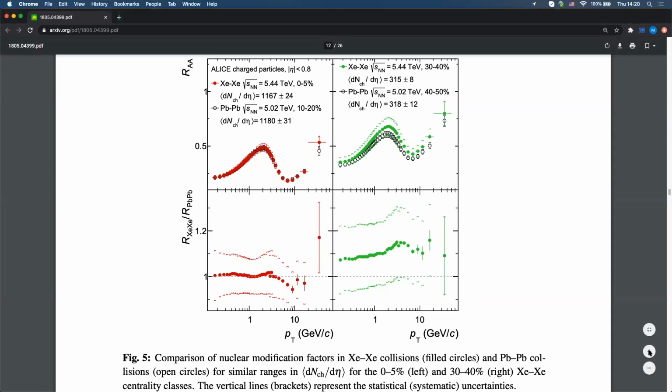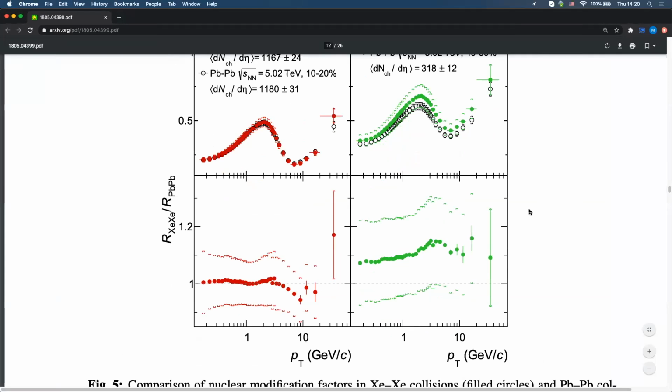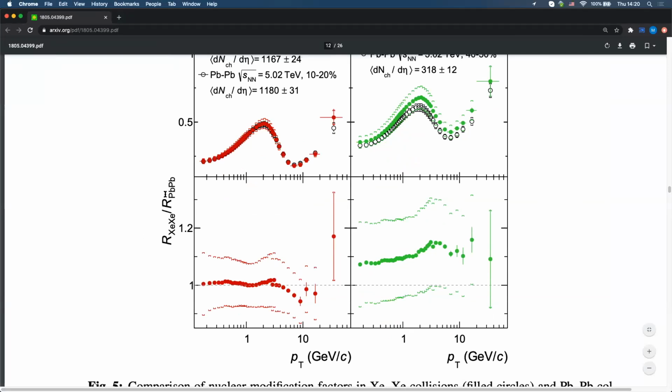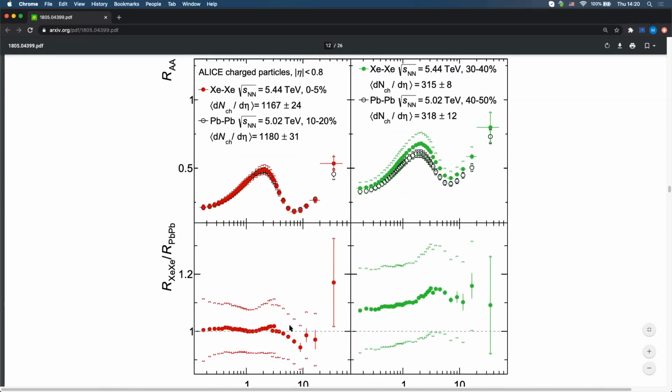Yes. So here on the bottom is this ratio of the xenon over the lead. This is for central. And this is for 30 to 40 and 40 to 50%. And this is the ratio. Yes. And it seems to be relatively flat for low pT. Now, I don't know. So they took a similar dN/dη of charged particles, so the centralities are somewhat different in both the systems, but the multiplicity is fixed. And then this is the case.